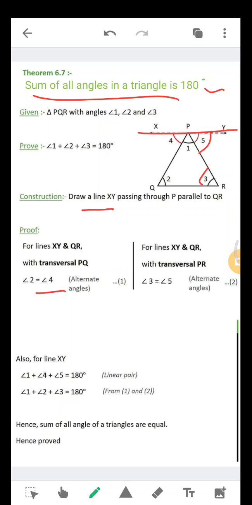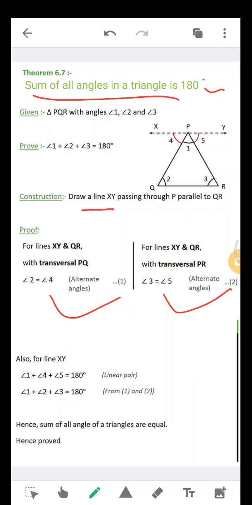Okay, you can see XY is parallel to QR and this is a transversal. So which angles are 3 and 5? They are also alternate angles. So we have got 2 pairs of alternate angles. One is 2 is equal to 4, another is 3 is equal to 5. Okay, so using this we'll try to prove this theorem. So 2 is equal to 4 and 3 is equal to 5. Let this be equation 1 and this be equation 2.